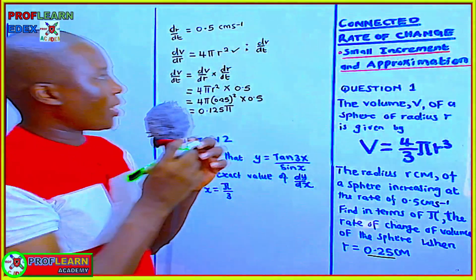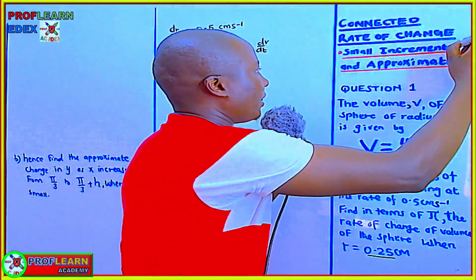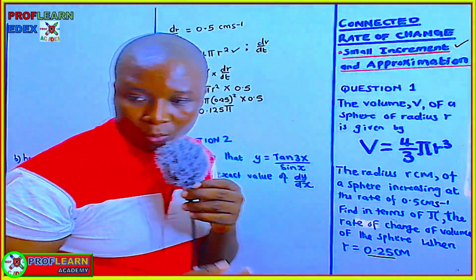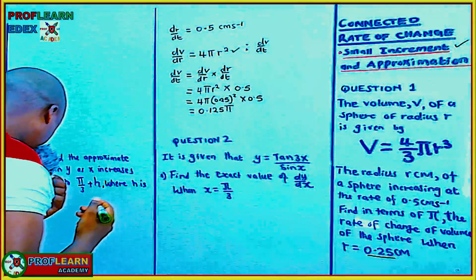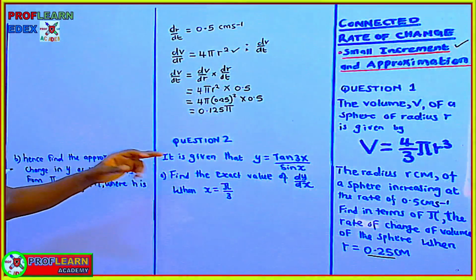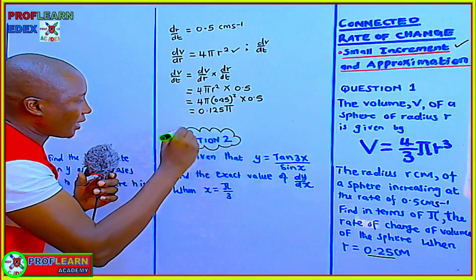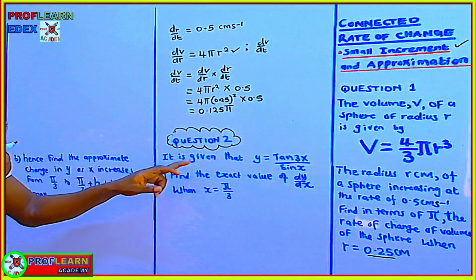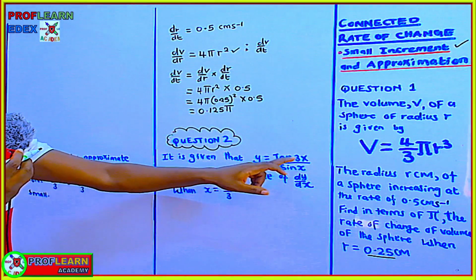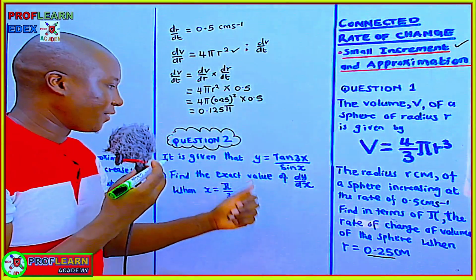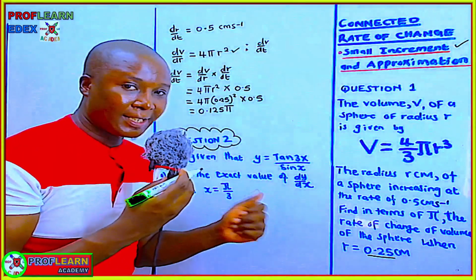The next part we are going to look at is small increment and approximation. Whenever you see a question like this, and we are going to use question number 2 to focus on that, we are told that it's given that y is tan 3x over sine x. Find the exact value of dy dx.